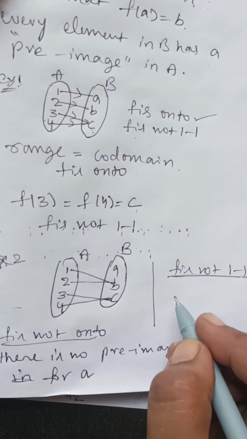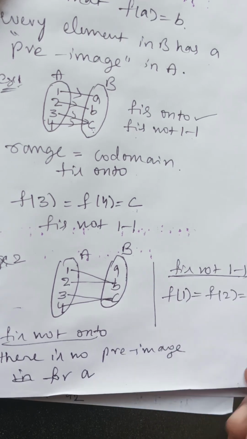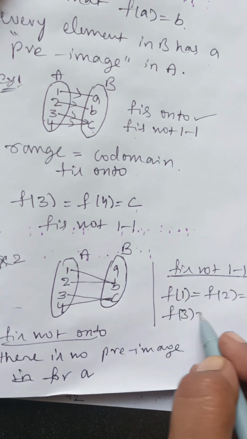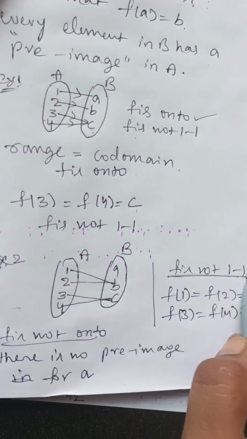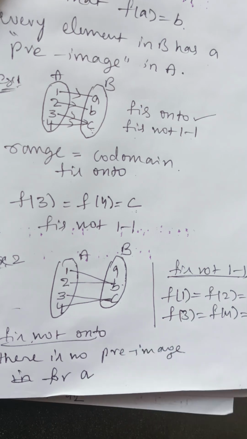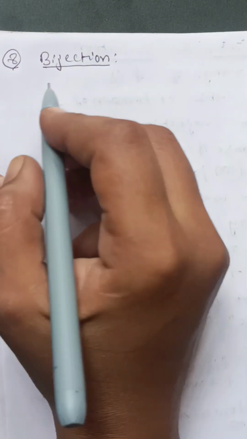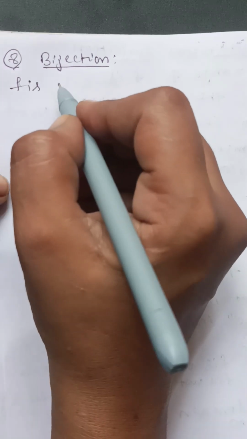And F is not 1-1. The reason is for F of 1 and for F of 2 the image is the same. F of 3 and F of 4 have the same image C. So it is not 1-1. So this function is not 1-1 and not onto.